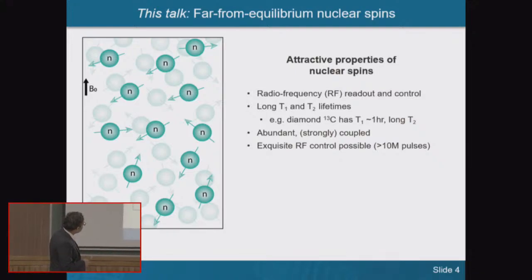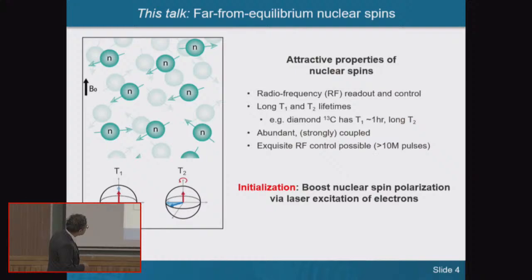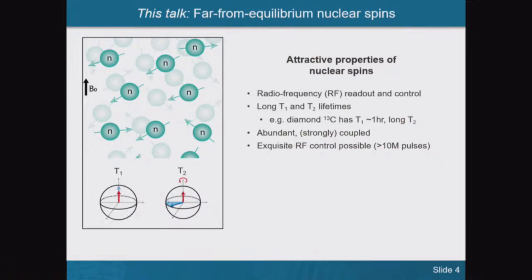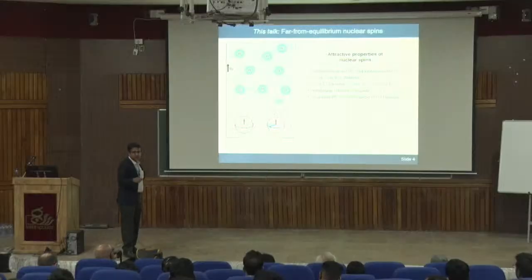So we use these metrics called T1 and T2. T1 is the time for which a spin prepared in a particular state will live there, and this is about an hour in our case at room temperature, so very long. And also very long coherence time, or T2, which I'll describe in a moment.